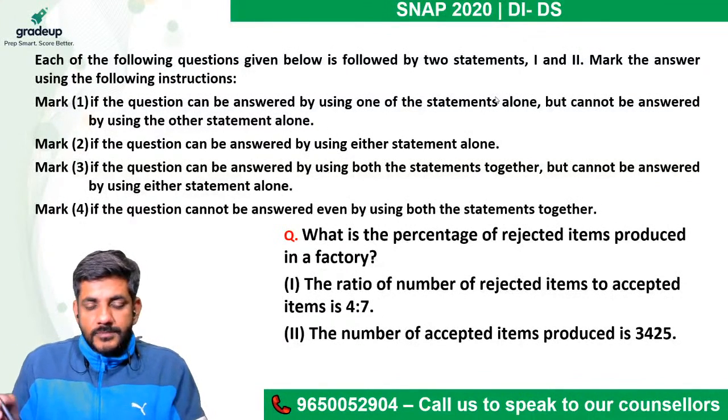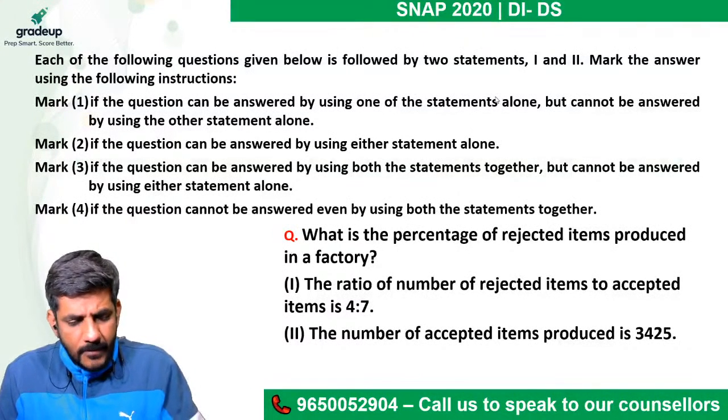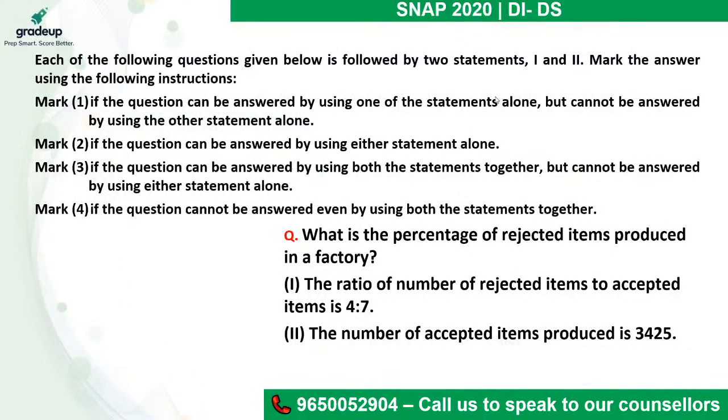So let's do this. I'm sure that all of you have done DS at some stage. Okay, surely you must have done it for CAT as well. Here we have 4 options. If the question can be answered by using one of the statements alone, but not by the other. If the question can be answered by using either of them alone. Third says both. Fourth says cannot be answered. Let's see.